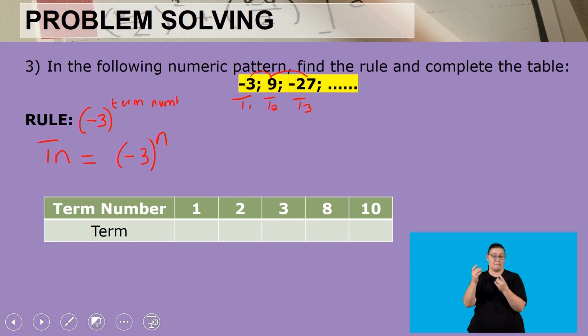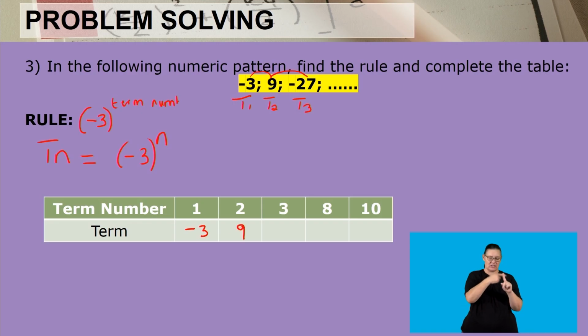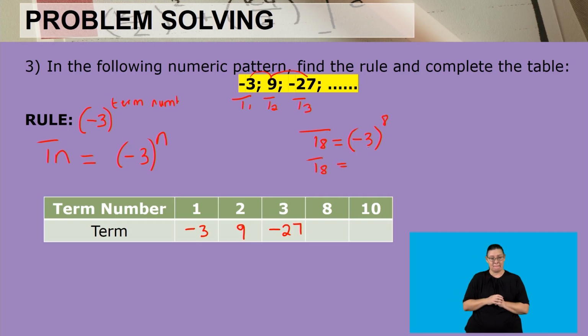Let's quickly fill out that table. So we have there the first term as -3, the second term as a +9, the third term as a -27, and what about the 8th term and the 10th term? Of course, using our formula there, the 8th term is going to be a -3, and as an exponent, we are going to place that 8 there.